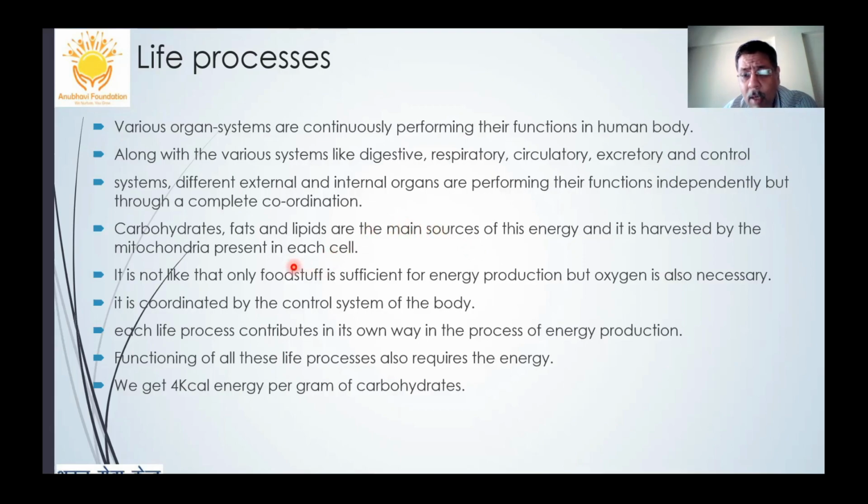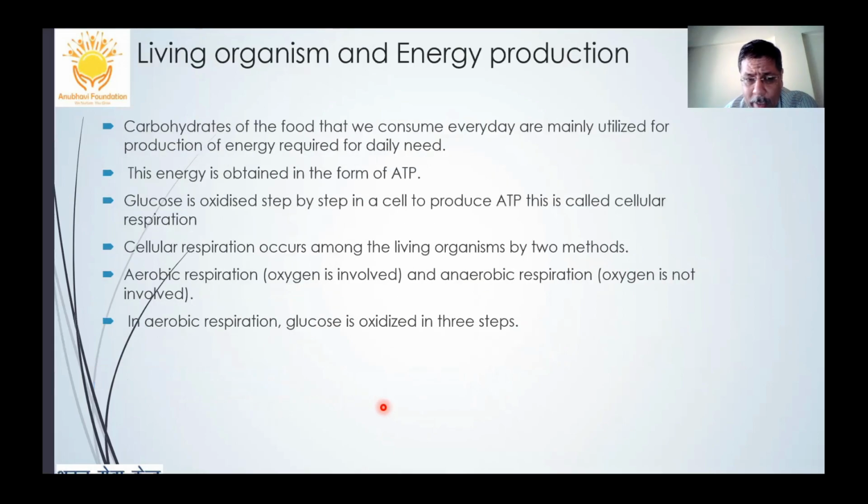So the fuel for oxidation of our foodstuff or nutrients to produce energy is oxygen. Oxygen is necessary for oxidation of the food so that energy can be released. All this is coordinated and controlled in our body for life processes. How much energy are we getting from carbohydrates, which are the chief source of energy for us? We get 4 kilocalories of energy per gram of carbohydrates.